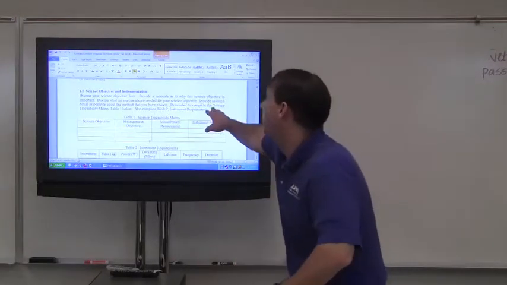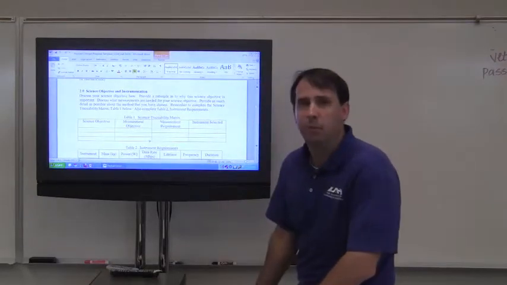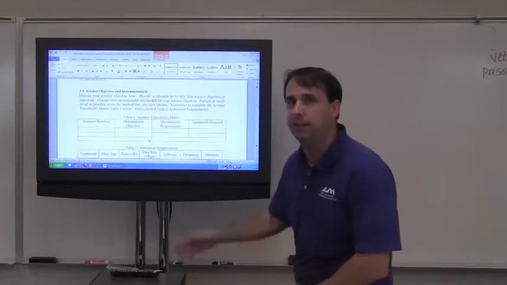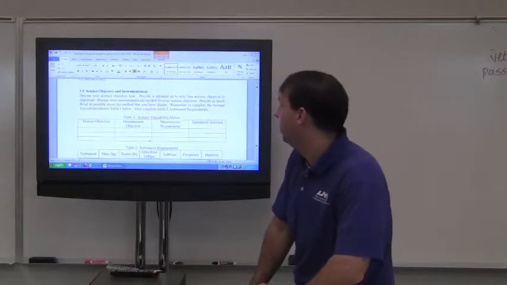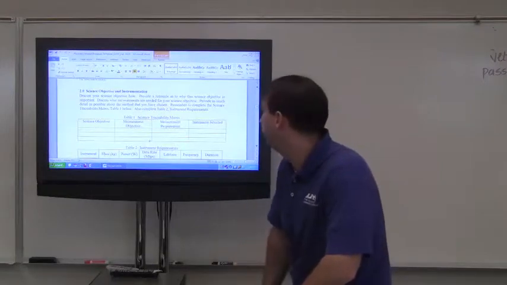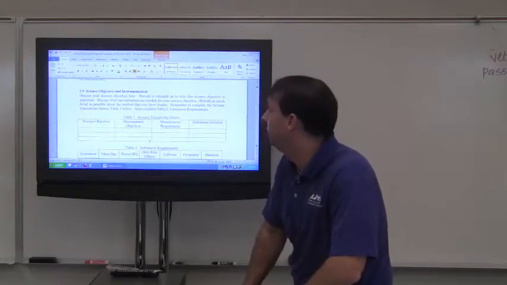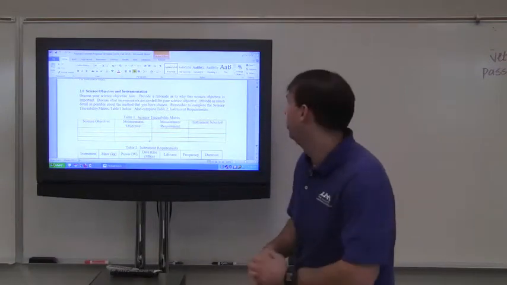You want to put commentary in here. Too many teams just put stuff in the tables and they do not put any commentary. You want to explain things in the paragraphs, okay? Discuss what measurements are needed for the science objective. How are you going to accomplish this science objective? Provide as much detail as possible about the method that you've chosen to make these measurements.